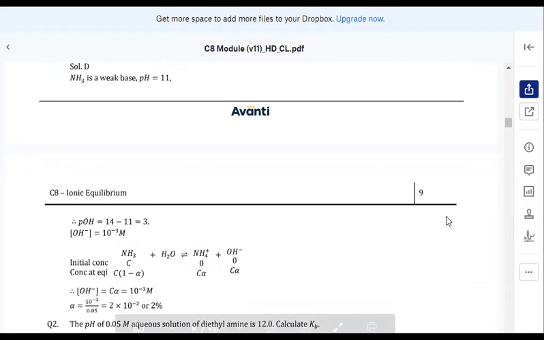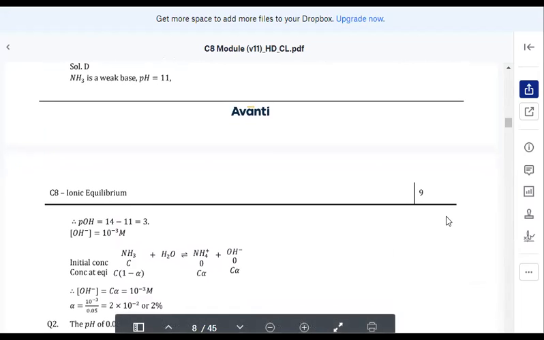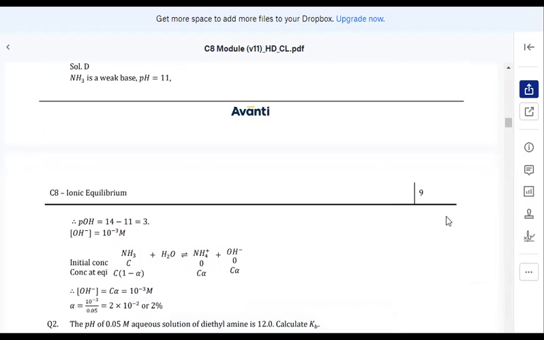Okay, now let's solve question number 2. Everyone, solve question number 2. The pH of 0.05 molar aqueous solution of diethylamine is 12. Calculate Kb. You have to calculate Kb. Now diethylamine, I'll just tell you what diethylamine is. Diethylamine is basically this.